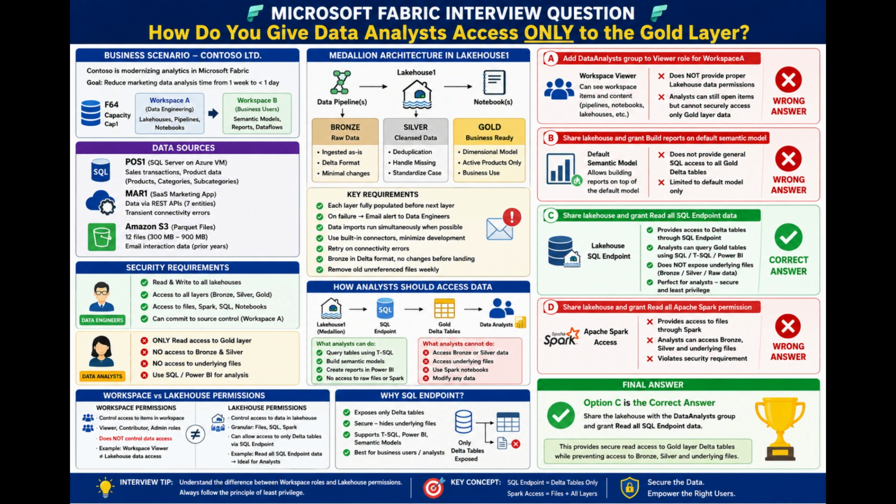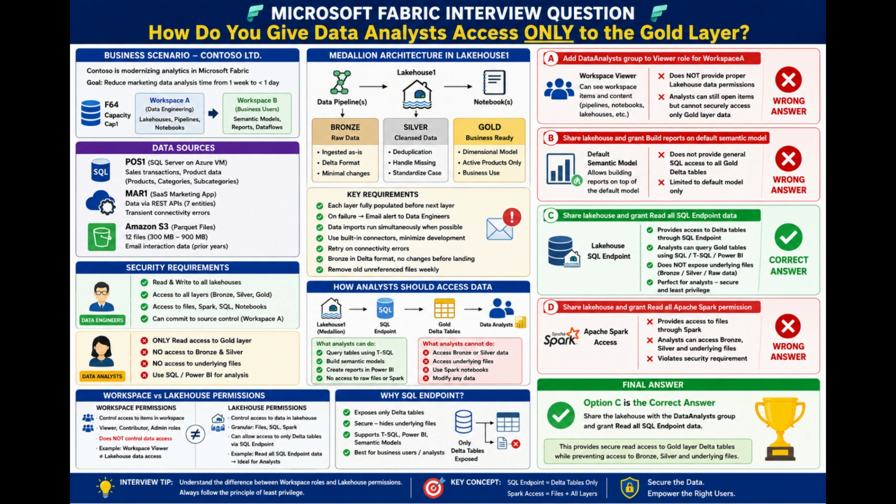Now we'll go to option C. What it says, read all SQL endpoint data. Now let's think carefully. Fabric automatically creates a SQL endpoint, we know, for every lakehouse. That SQL endpoint exposes only the delta tables. Exactly what analysts need. They need access to delta tables, not Spark files, not notebooks, not underlying storage, only SQL accessible delta tables. So this option perfectly matches the requirement. Analysts can query gold tables using SQL, but they don't get access to the bronze or silver files. So this is what the requirement says in the beginning.